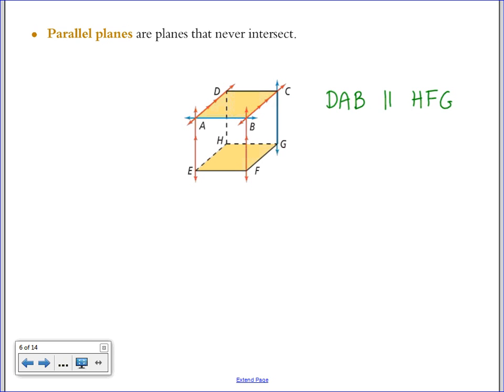And there's no symbol for that above it. HFG represents the bottom plane, but I could have also used EFG or in any order GEH. But those two planes are parallel because they never intersect each other. They run the same direction as each other, and they'll never touch.